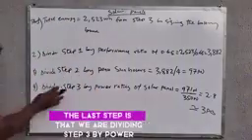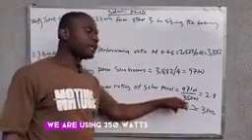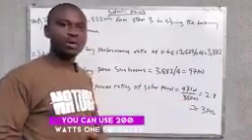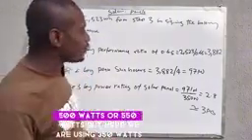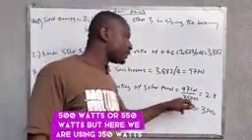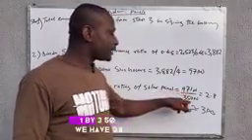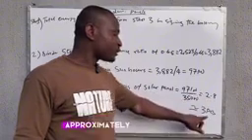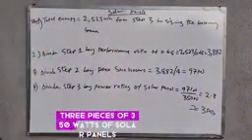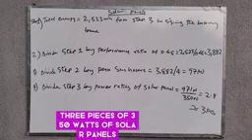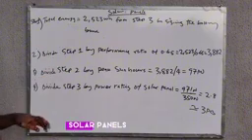The last step is that we are dividing step 3 by the power rating of the solar panel. So we are using 350 watts. You can use 200 watts, 150 watts, 440 watts, 500 watts, or 550 watts, but here we are using 350 watts. So if we divide 971 by 350, we'll have 2.8, approximately 3 pieces of 350 watt solar panels. So this is how to size your solar panels.